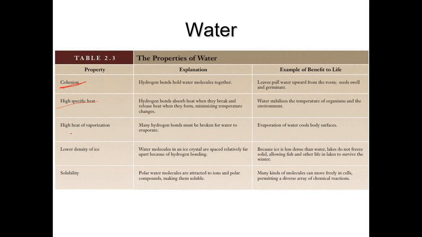High heat of vaporization: as you know, many hydrogen bonds must be broken for water to evaporate. So going from liquid to gas, you still need to break many hydrogen bonds. That's why it needs high heat or high energy. And then you have the lower density of ice. You've experienced this: when you put ice in water, the ice floats.